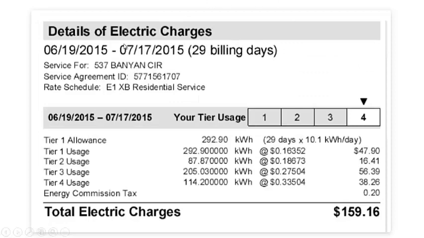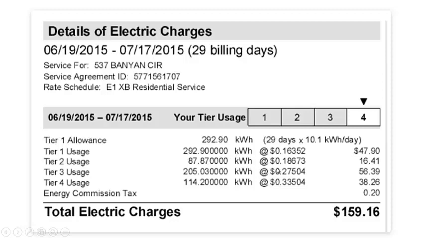Similar bill, we have another bill. In this case, the period is 19/6/2015 to 17/7/2015. The number of billing days is 28. This is the customer ID. The service agreement ID is this. The rate schedule is this. So in this case, you can see there are different types of kilowatt hours and they are charged differently.